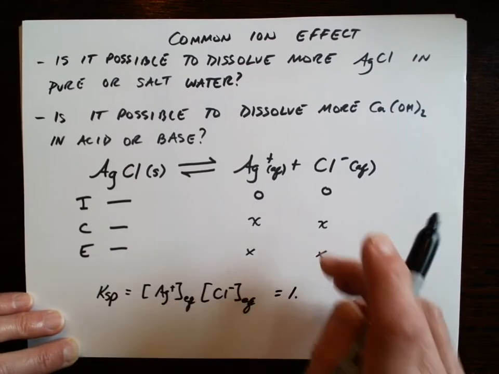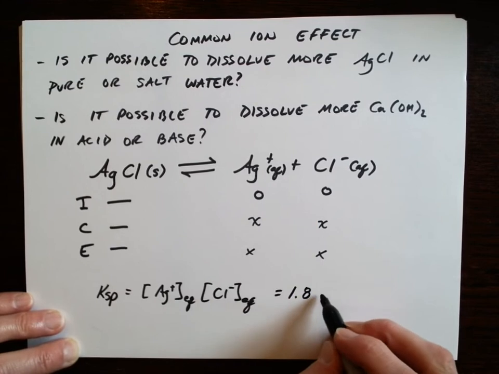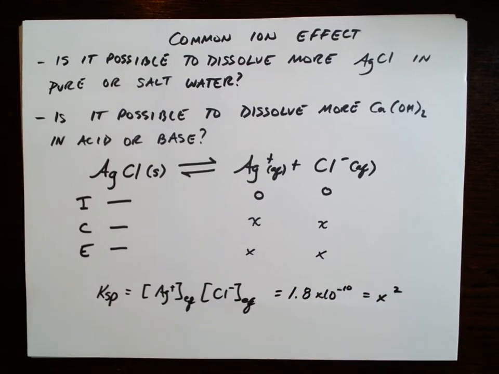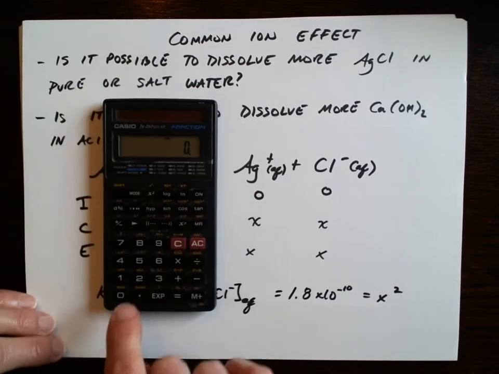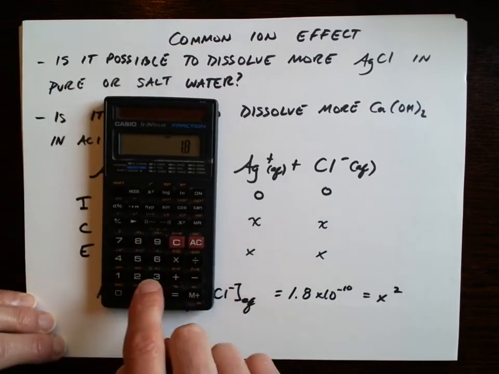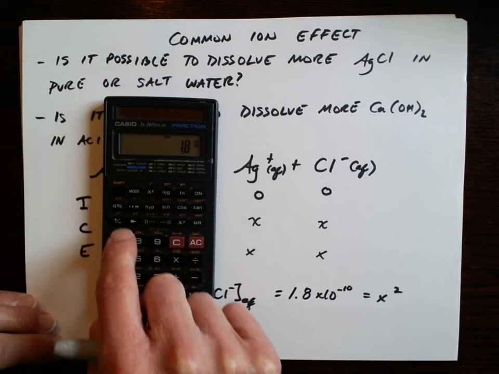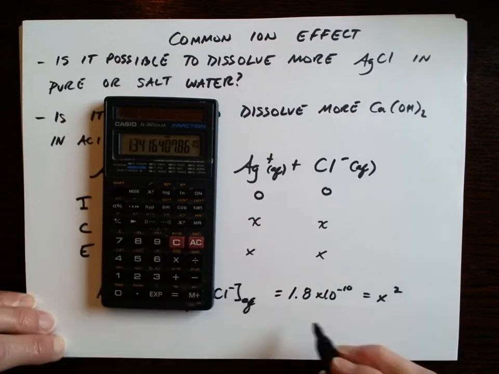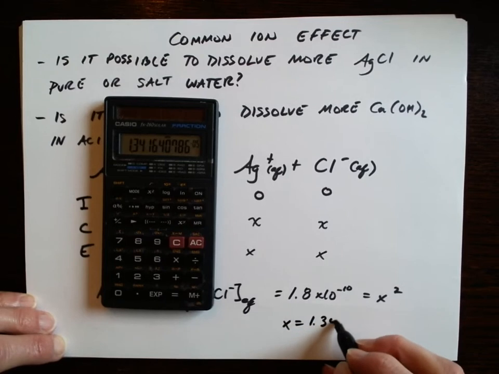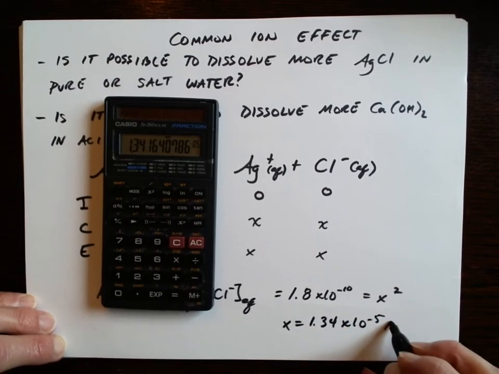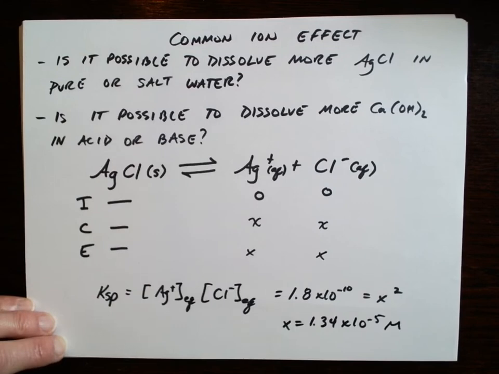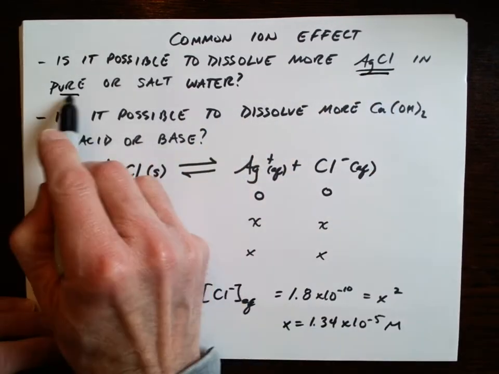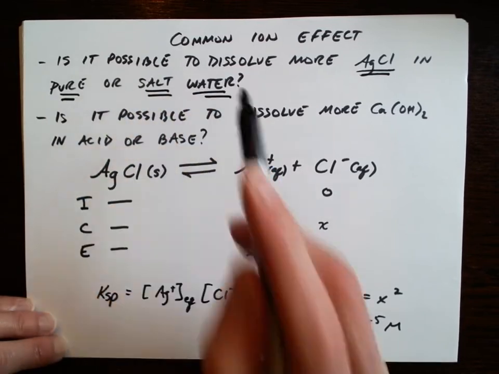And so KSP, which for this particular salt is 1.8 times 10 to the negative 10, is going to be X squared. If we take the square root of 1.8 times 10 to the negative 10, we get 1.34 times 10 to the negative 5th molar for both. So we found out how much silver chloride we can dissolve in pure water. Now we're going to look at salt water.